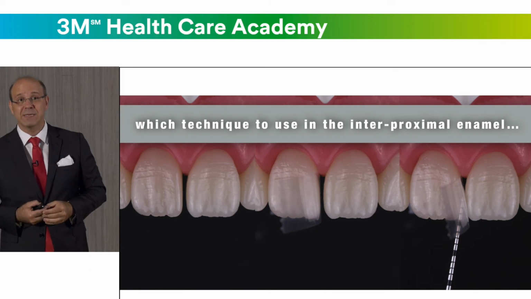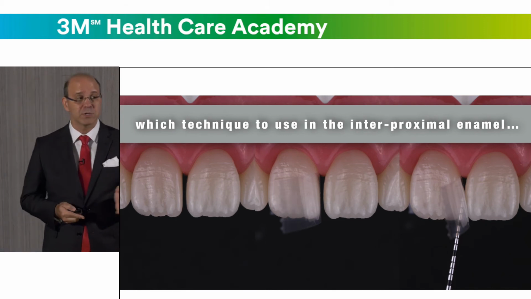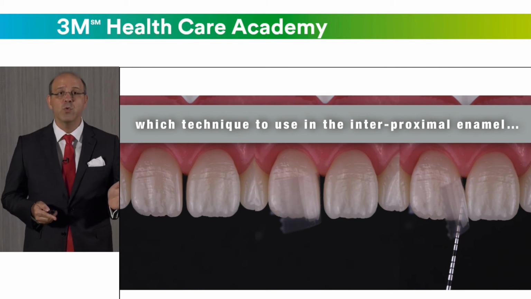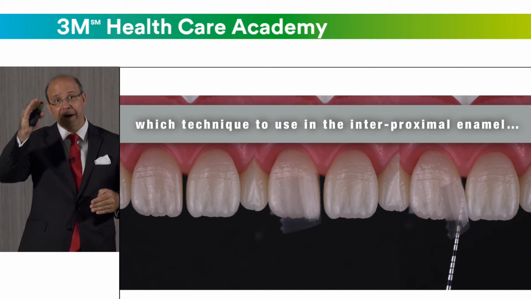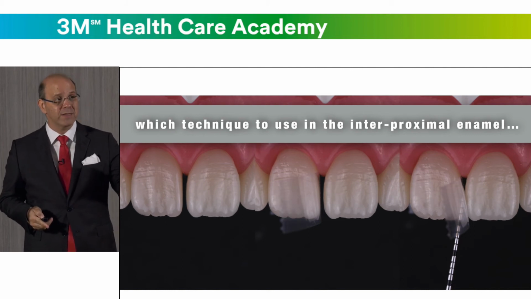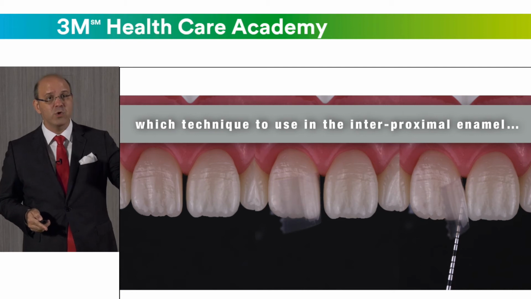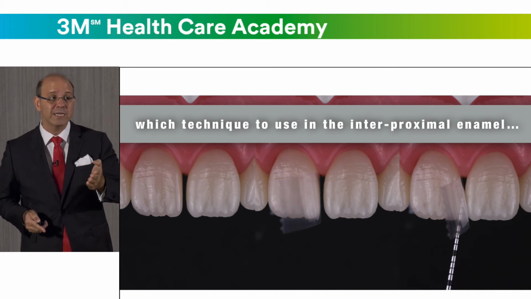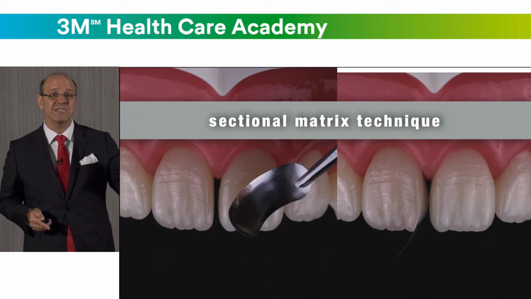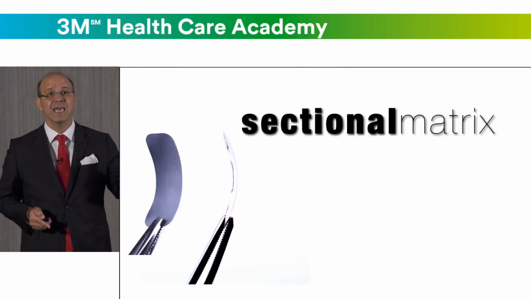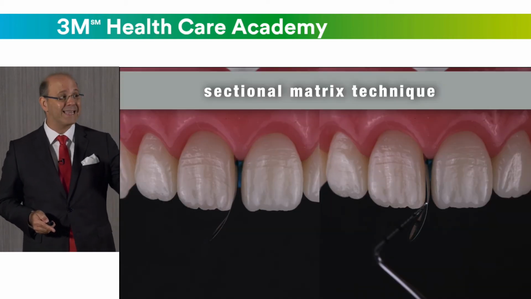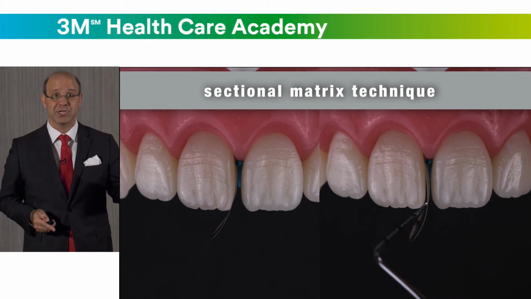Another step is the proximal enamel. How to do the proximal wall? So we have different matrices that allow us to do that. What we want is a natural proximal enamel, convex. Okay, how to do it? If you use a normal celluloid matrix, it usually gives you a rectilinear effect. That's what we don't want to have. So if, for example, you use this kind of sectional posterior matrix and we use it in a vertical position, we can get this kind of convexity better.